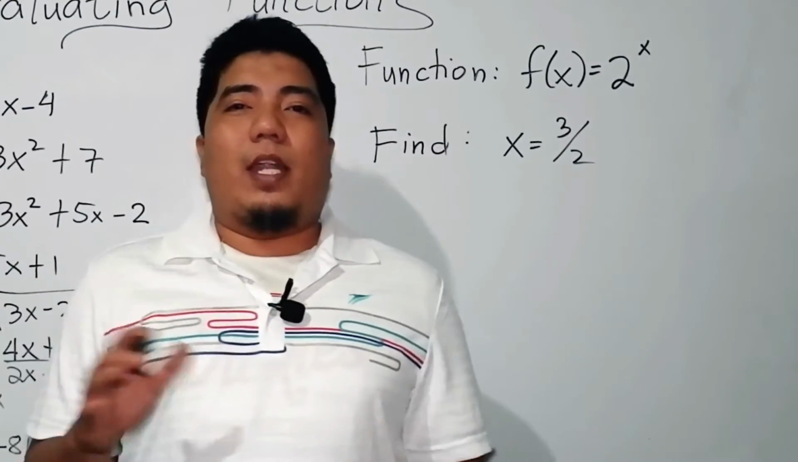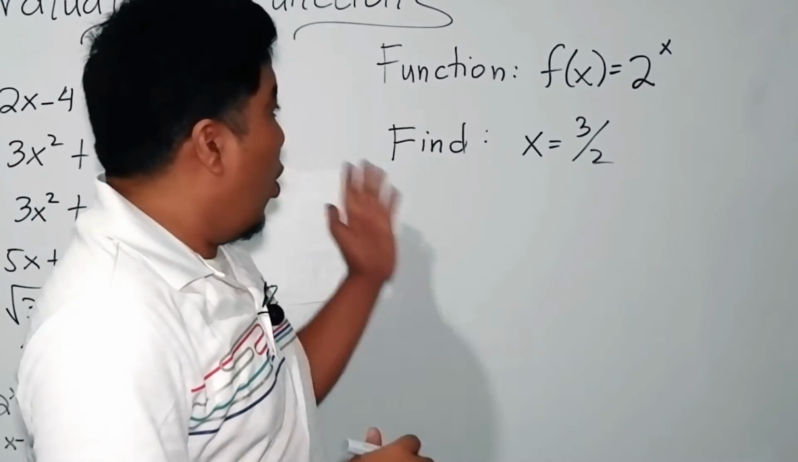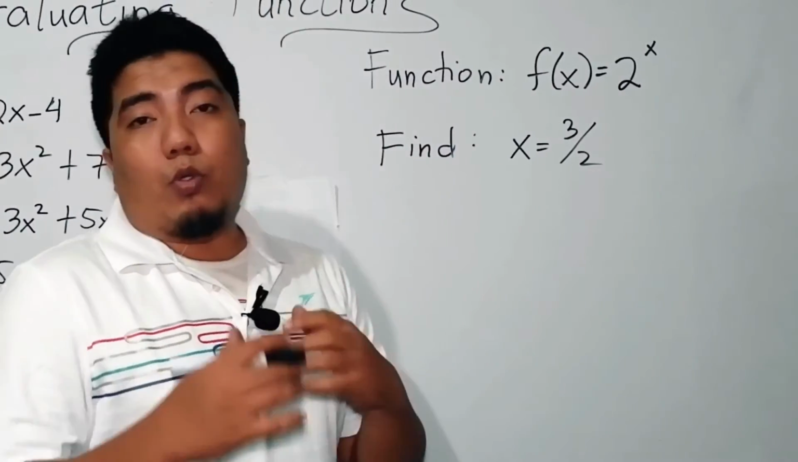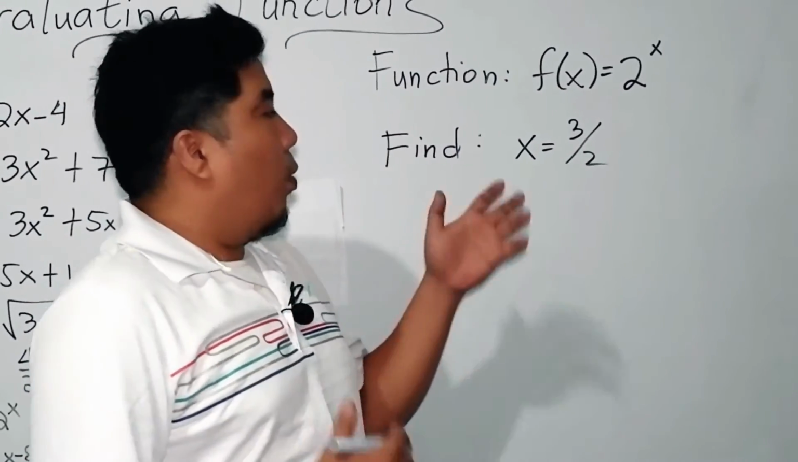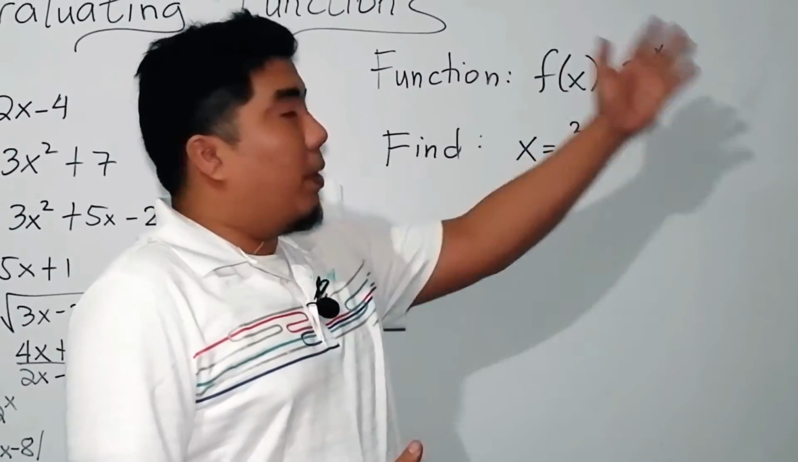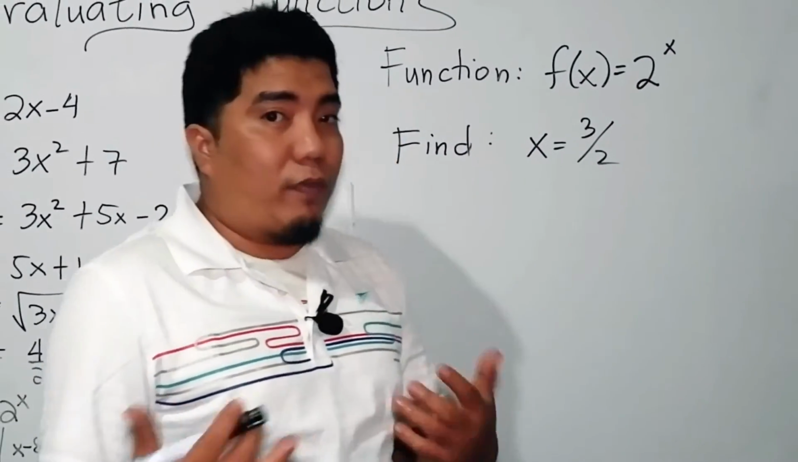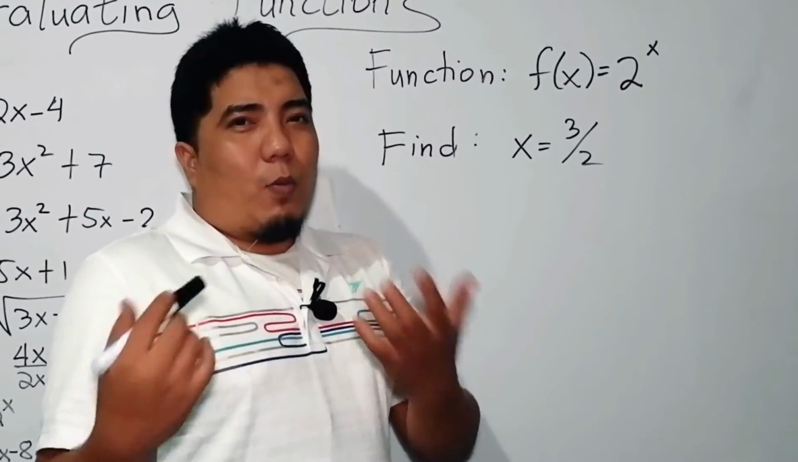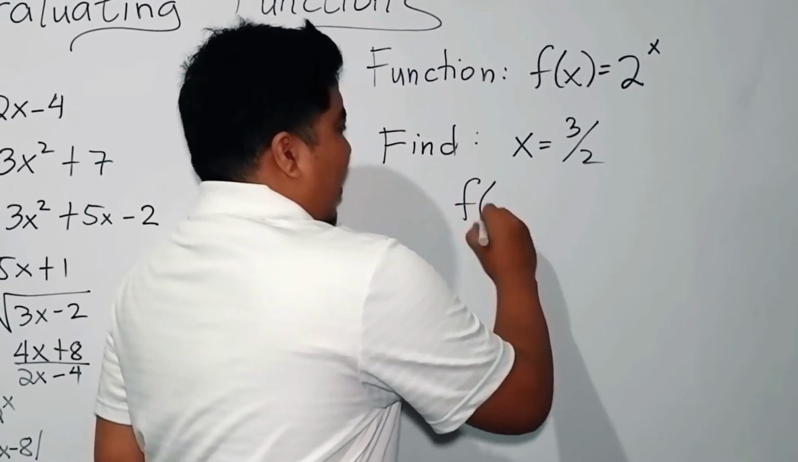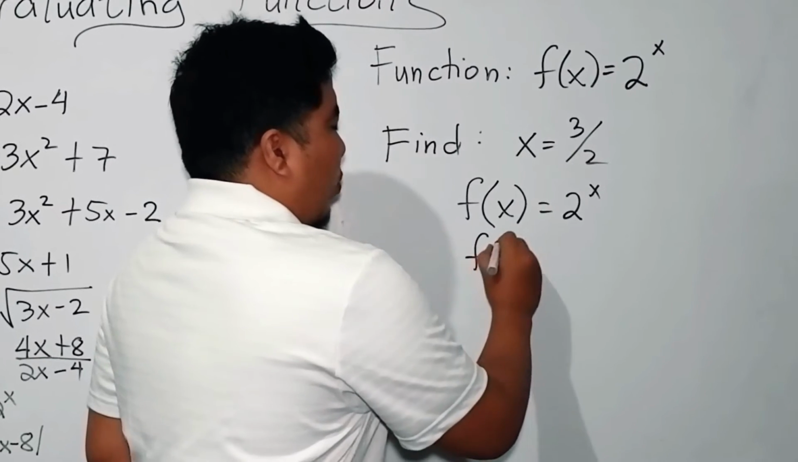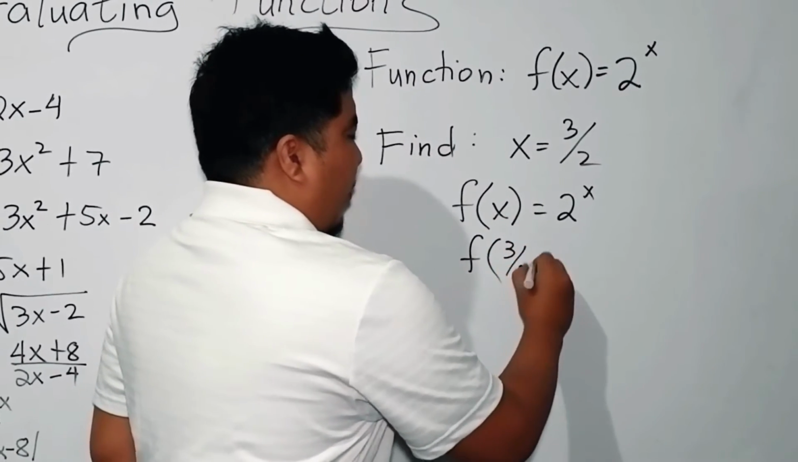Okay, math learners, we are now in our second to the last example. We have f of x is equal to 2 to the power of x. And what we ought to find is what will become the function if our x is equal to 3 halves, or 3 over 2. Now, what we do here is still the same. We copy the original function and then we change x into 3 over 2.